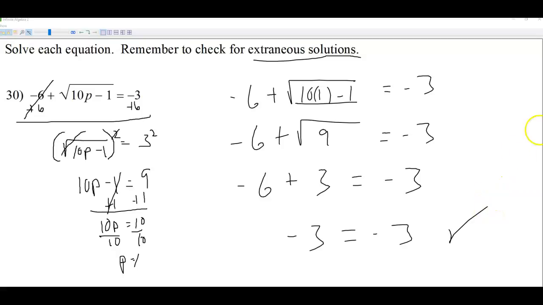One of the things that could happen, probably in this step here, is you could end up getting a negative under the root, which is no bueno. Can't have that. That would be an extraneous solution at that point. Another thing that could happen is the two sides don't come out equal. So those are two things to look out for as you're checking for extraneous solutions.